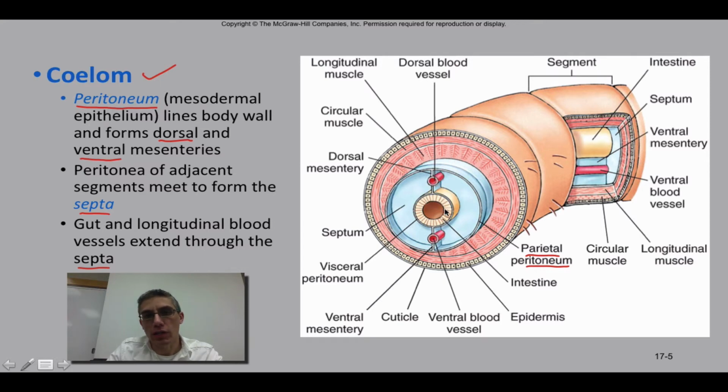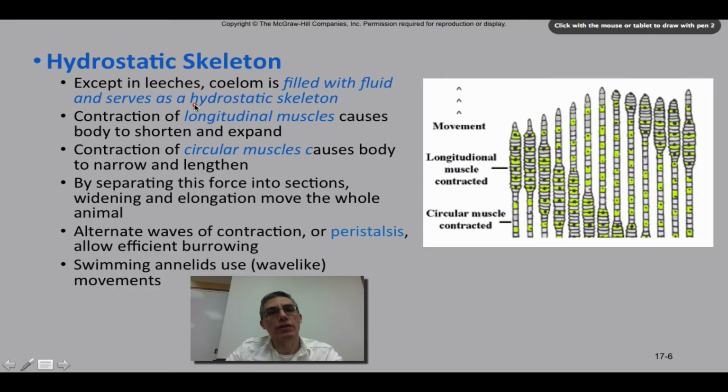So if you notice, the gut tube definitely will pass through that septum, and you notice the major blood vessels, which would be the dorsal and the ventral blood vessels, will pass through that as well. Now, as I had said before, we're going to talk about the skeleton in these animals as being a hydrostatic skeleton. Of course, if it's a hydrostatic skeleton, we're talking about a skeleton that is going to function partly in response to being filled with fluid. Now, except in leeches, the coelom itself is going to be filled with fluid, and as we had said, it's going to serve as that hydrostatic skeleton.